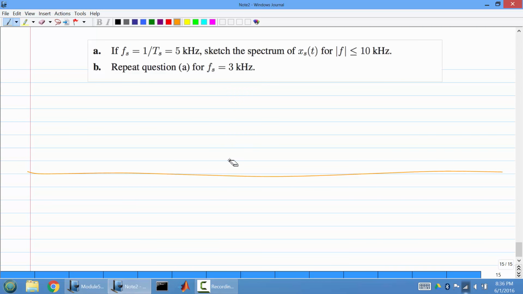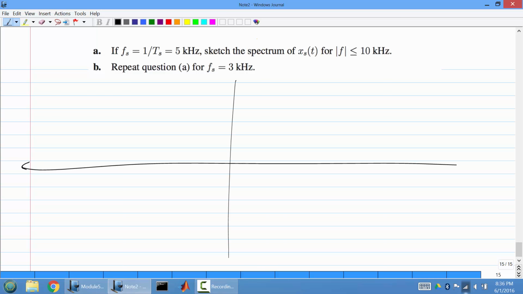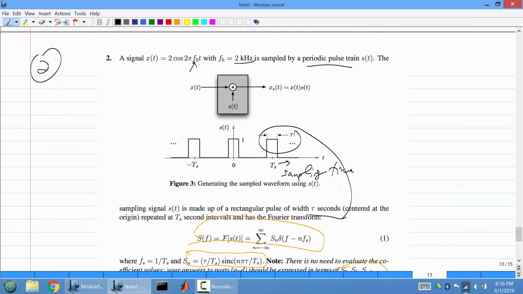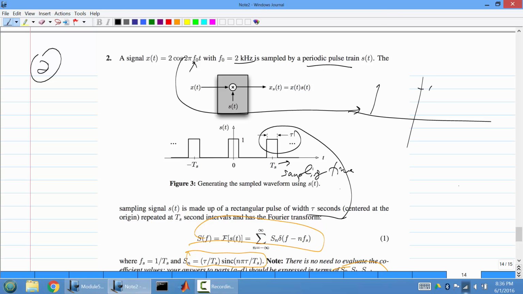Let me get this in black. We know for a fact that this provides 2 impulses at plus minus 2 kilohertz, and the height is going to be 1. So this is 2,000 and minus 2,000.